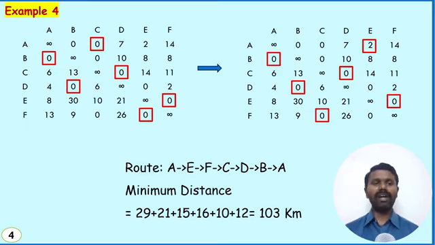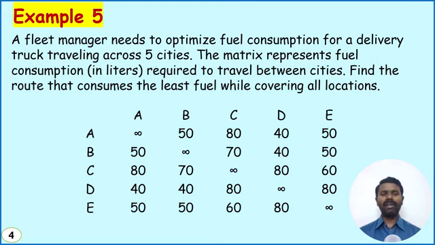So let us see the last problem, which we can also solve. A fleet manager needs to optimize fuel consumption for a delivery truck traveling across 5 cities. The matrix represents fuel consumption in liters required to travel between cities. Find the route that consumes the least fuel while covering all cities. So here there are 5 cities.